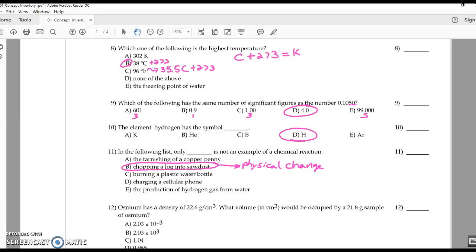Osmium has a density of 22.6 grams per centimeter cubed. What is the volume occupied by that much mass? Well, we already know that volume is equal to mass over density. Therefore, 21.8 grams divided by our density, 22.6 grams per centimeter cubed, and that's going to give us D, 0.965.